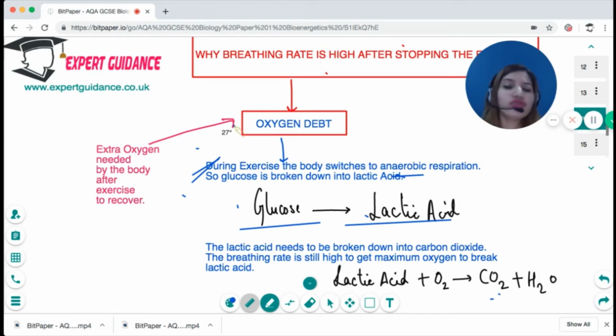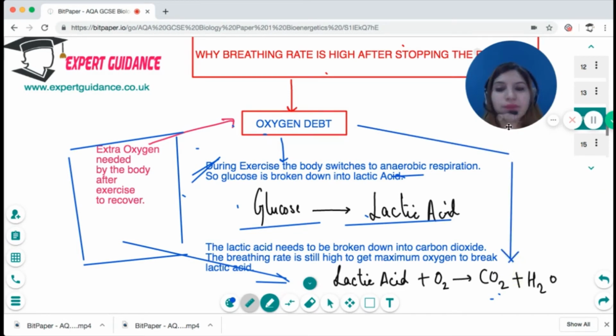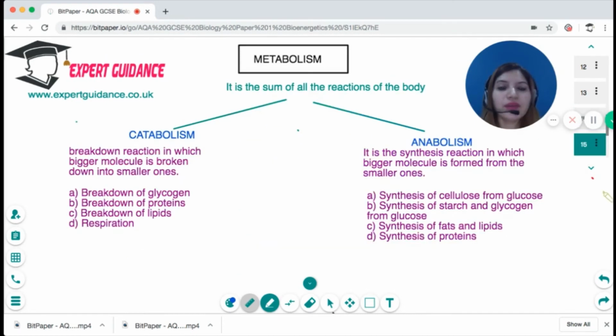The oxygen debt is the extra oxygen needed by the body after the exercise to recover. It is the oxygen needed to break down lactic acid into carbon dioxide and water. And this is why your breathing rate stays increased until all the lactic acid is broken down back into carbon dioxide and water. So make sure you remember this phenomenon of oxygen debt.